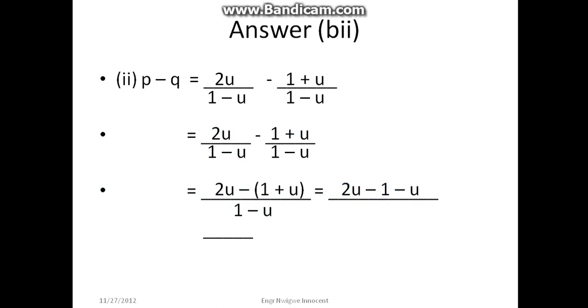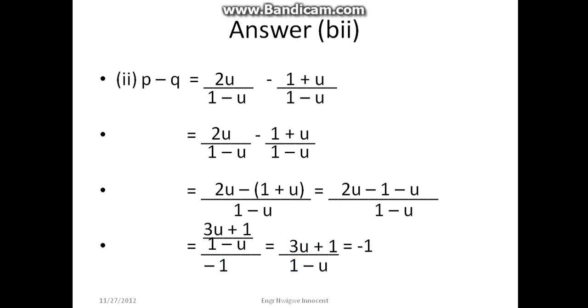if you open the bracket, it will give us 2u minus 1 minus u all over 1 minus u. If we still leave the bracket and now divide by the minus, we now be having minus 1. We now be having 3u plus 1 all over 1 minus u over 1 minus 1. If minus 1 crosses to the other side, we now be left with 3u plus 1 all over 1 minus u.